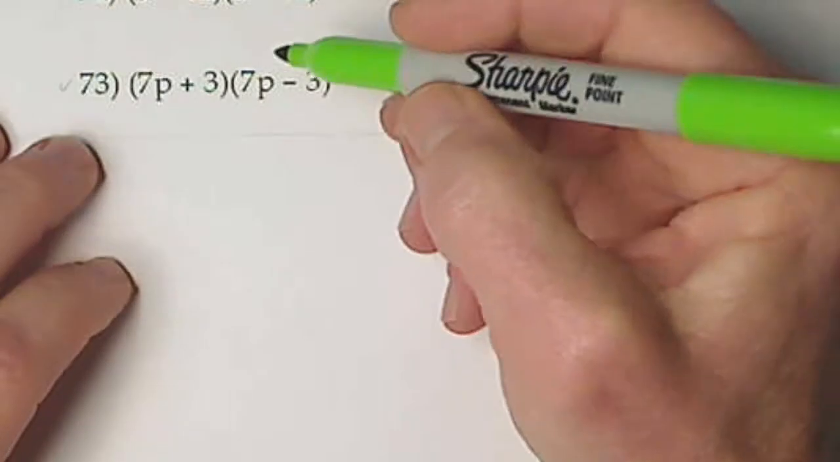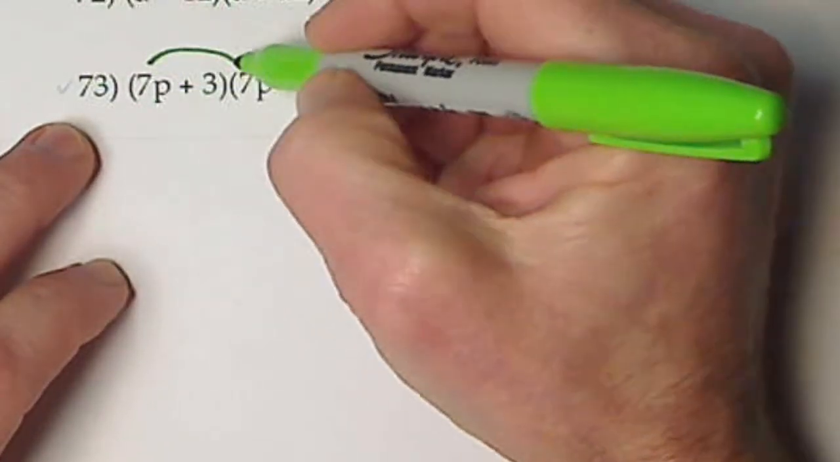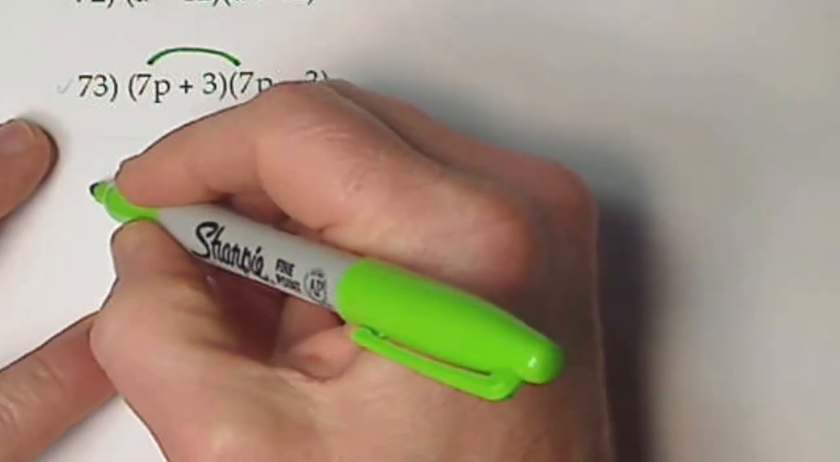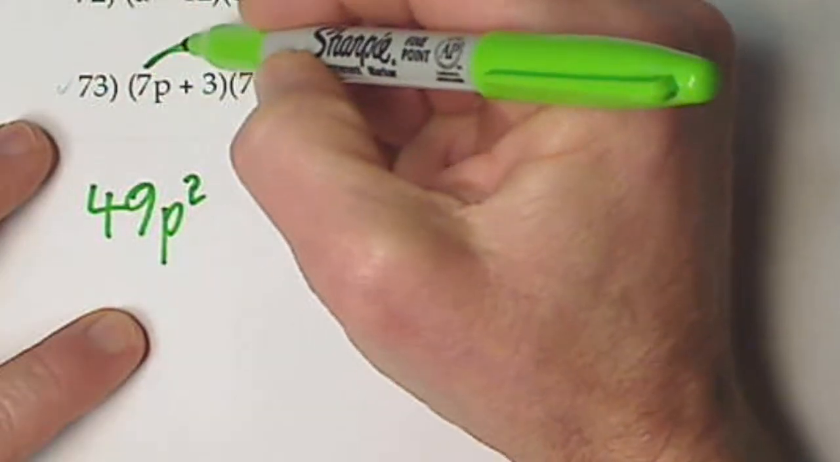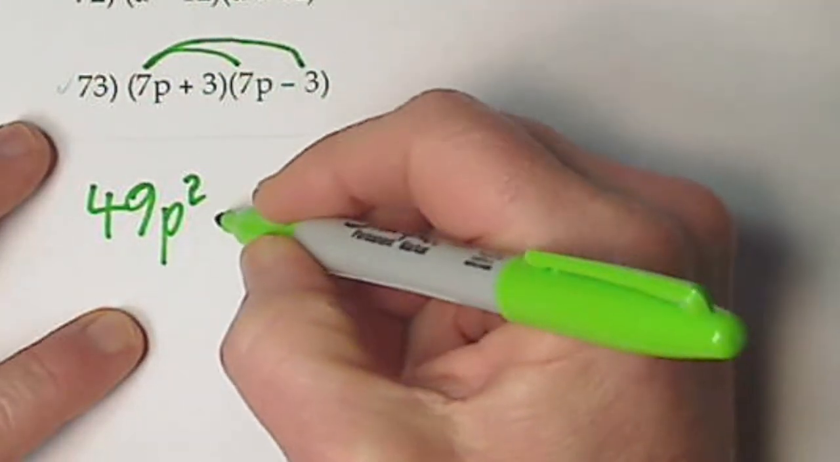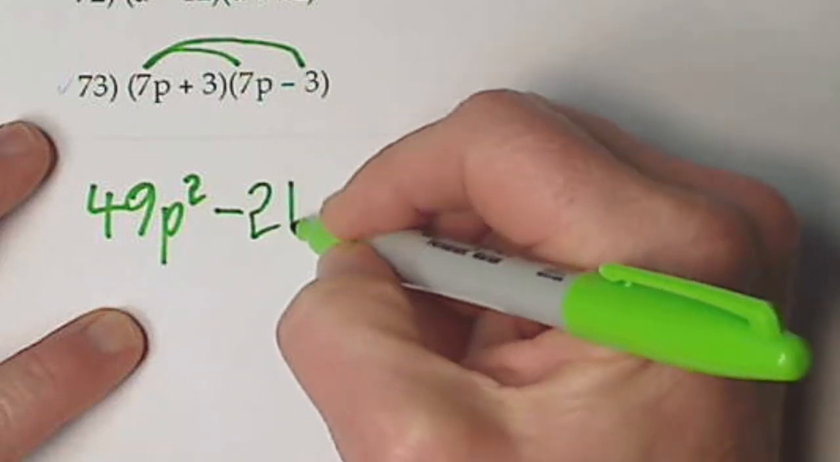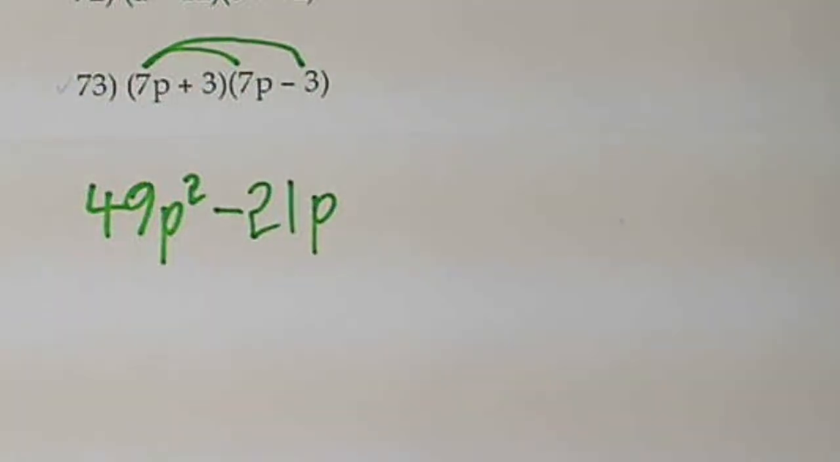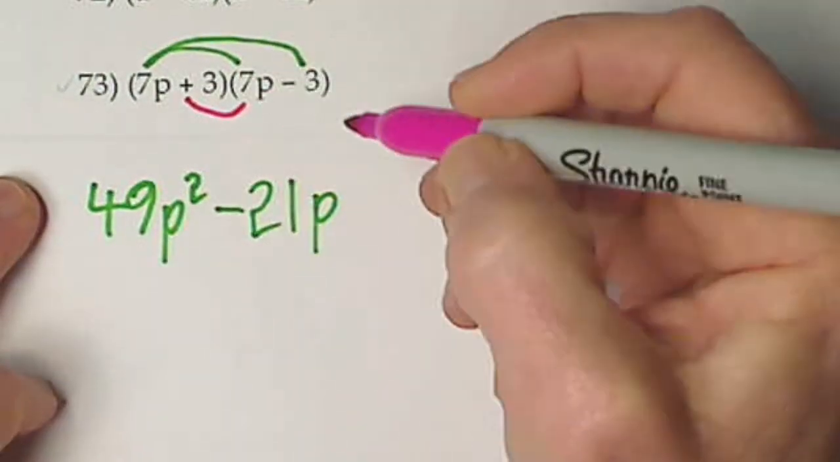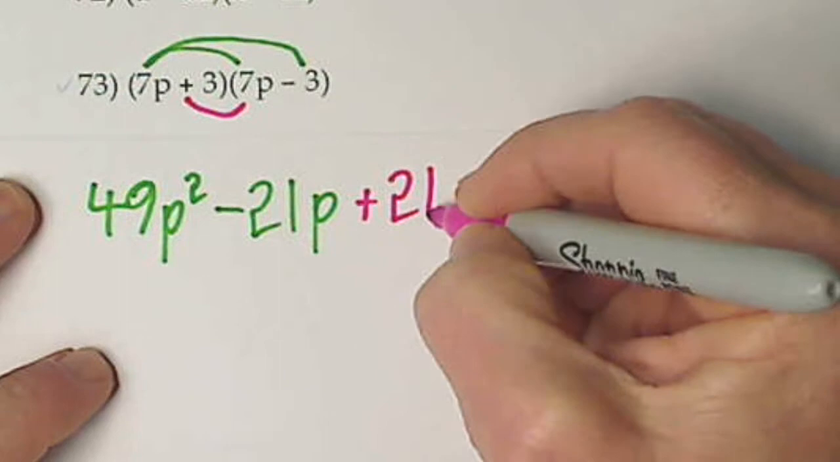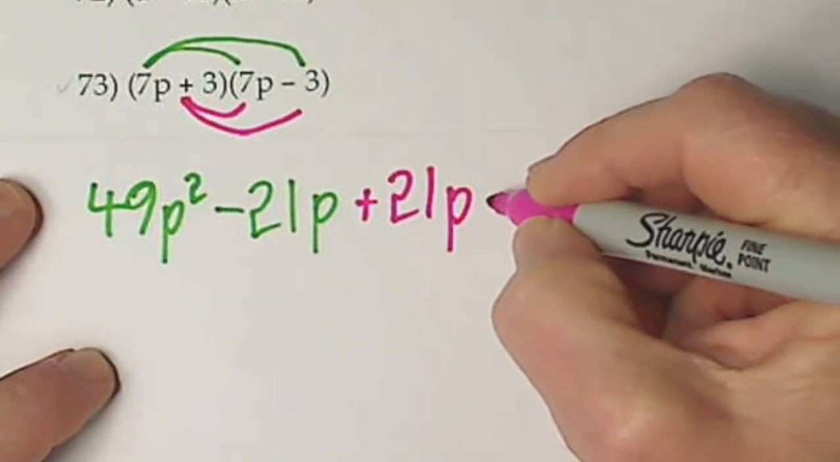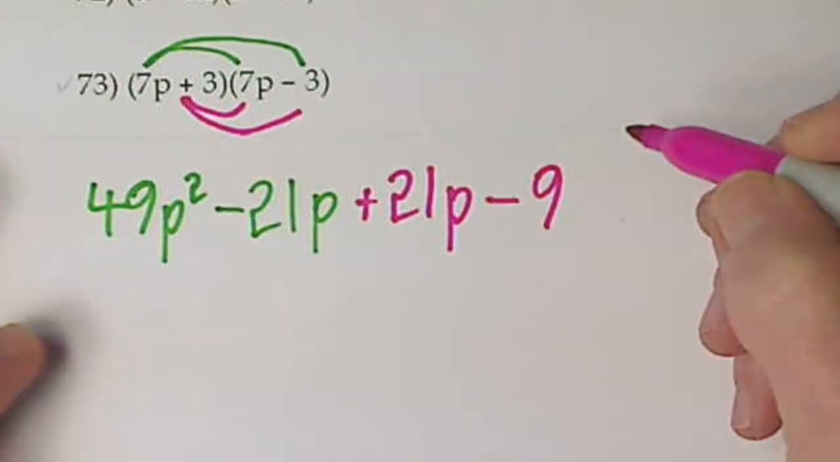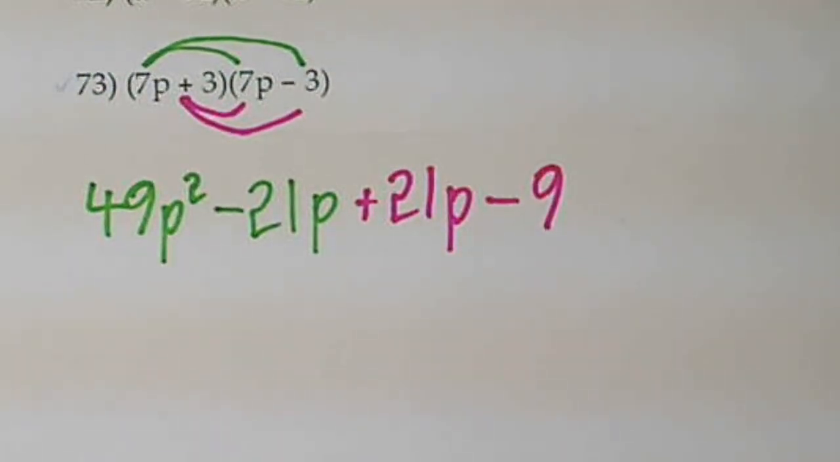All right, but we'll start out just the same way we always do. 7p times 7p, that gives us 49p squared. Okay, and then this times negative 3 is negative 21p. All right, and then we take care of sending in this positive 3 to each term, so that'll be plus 21p, and then positive 3 times negative 3 is negative 9, and you're going to combine your two like terms.